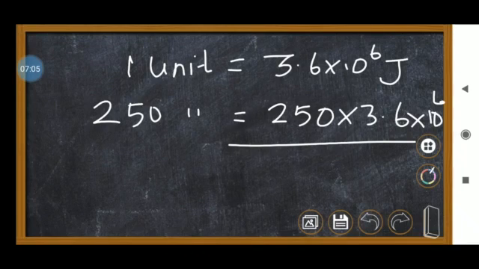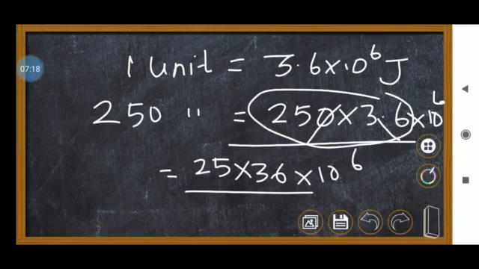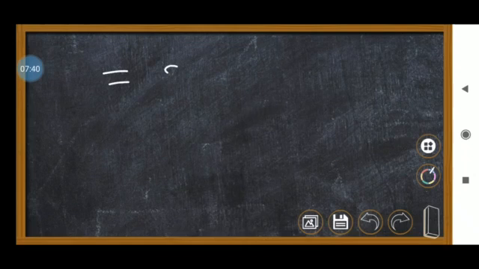First we have to multiply 250 into 3.6. For 10, this decimal point will go that side, 36 will come. So multiply 25 into 36 into 10 power 6. 5 6s are 30, 2 6s are 12 plus 3 is 15, and 75 with the 0 and 5 plus 5 is 10, here 1, giving 900 into 10 power 6. I'll write on the next page. So 900 into 10 power 6 joule.